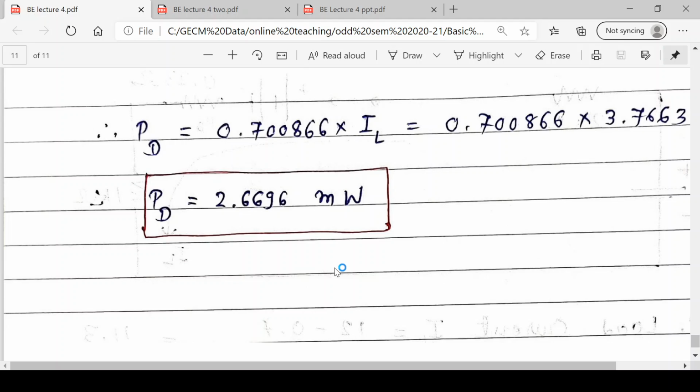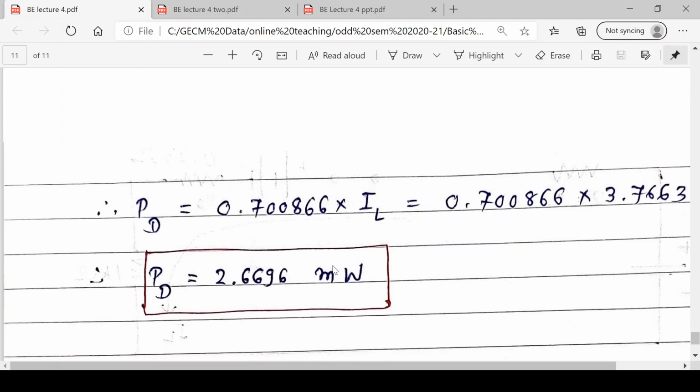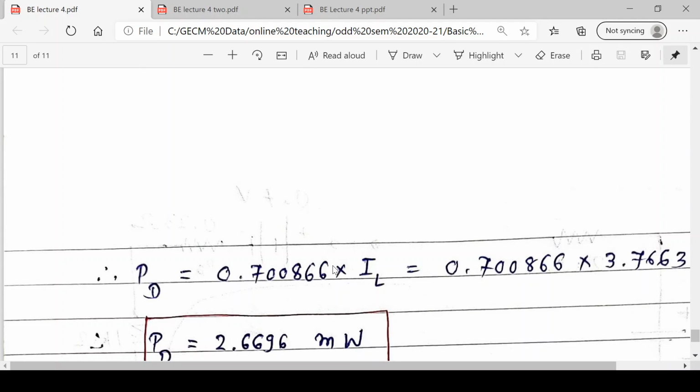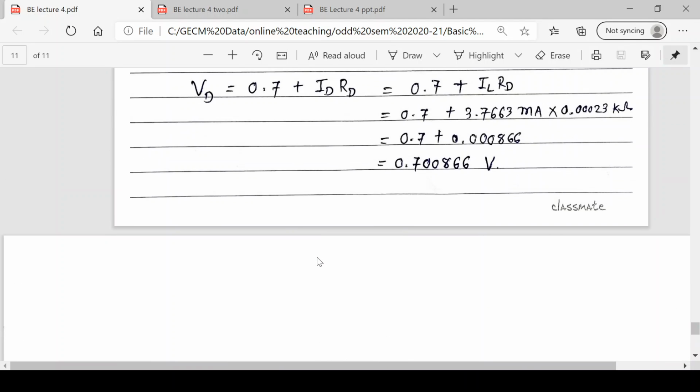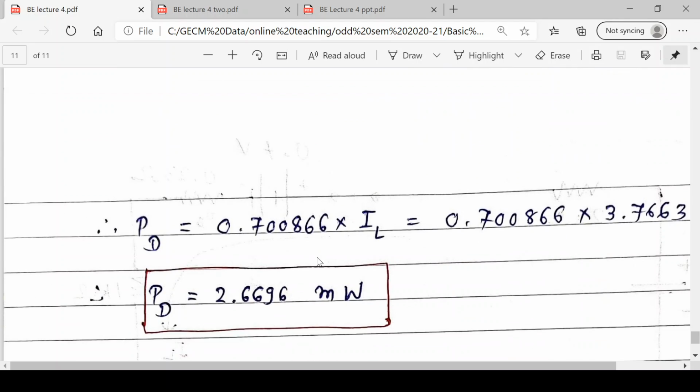So in summary, what can we say? In ideal approximation, diode has no barrier potential, no bulk resistance. Forward bias means maximum current, zero resistance. Reverse bias means zero current, maximum resistance. Second approximation diode has barrier potential but no bulk resistance. And third approximation diode has both barrier potential as well as bulk resistance.